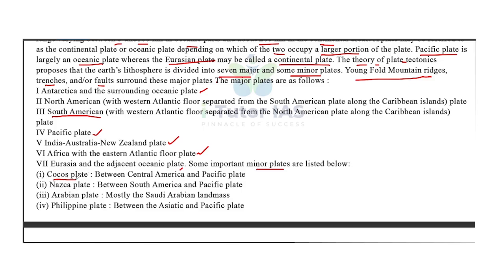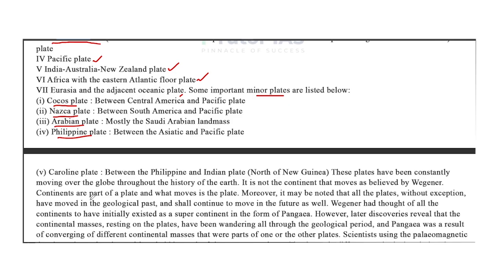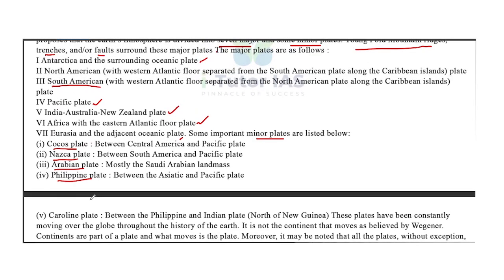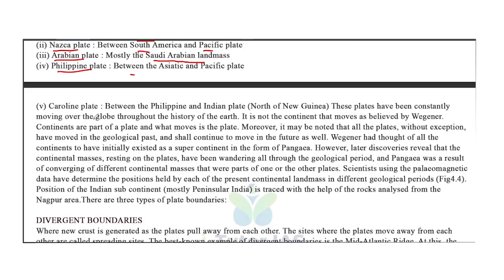First, the Cocos plate, then the Nazca plate, Arabian plate, and Philippine plate. The Cocos plate is between Central America and the Pacific plate. The Nazca plate is between South America and the Pacific plate. The Arabian plate is mostly the Saudi Arabian landmass, and the Philippine plate is between the Asiatic and Pacific plates. The next is the Caroline plate, between the Philippine and the Indian plate, north of New Guinea.